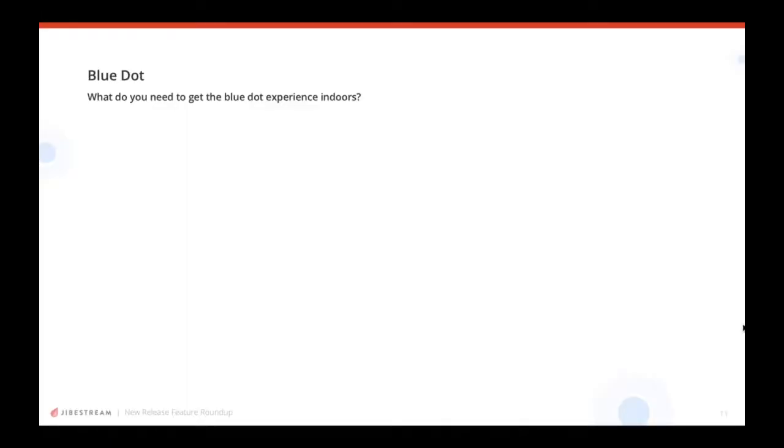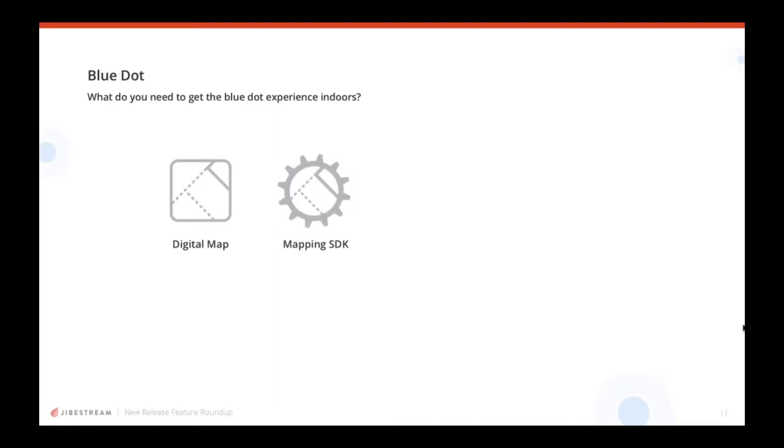Okay, so what do you need to get the Blue Dot experience indoors? So the first thing you're going to need is a digital map. That's something obviously Jibestream does provide to you, and either you can do it yourself by following our specs, or you can use our very talented map digitization team to create that map for you. You'll need a mapping SDK, again, something that Jibestream does provide, which is our software development kits. And they come in 3 flavors: iOS, Android, and web.